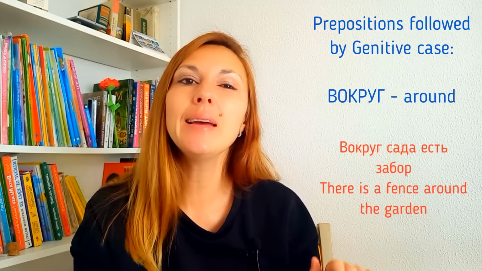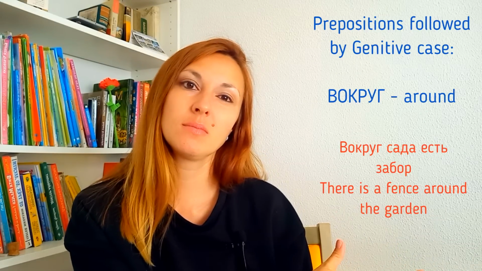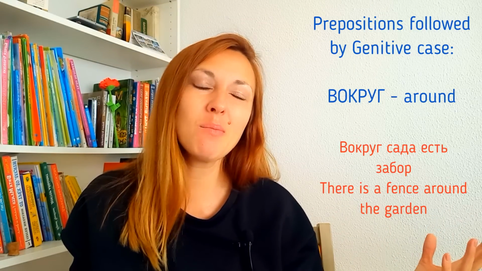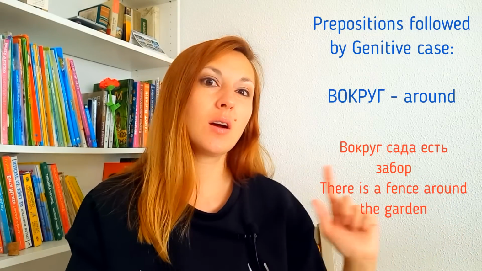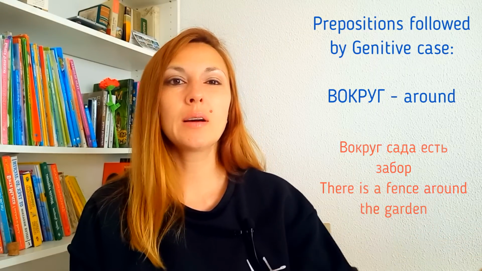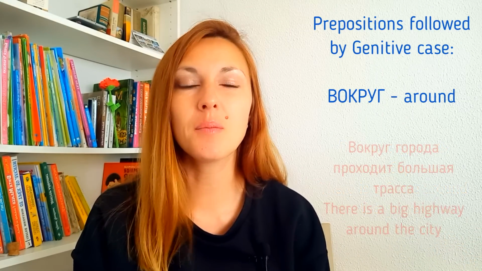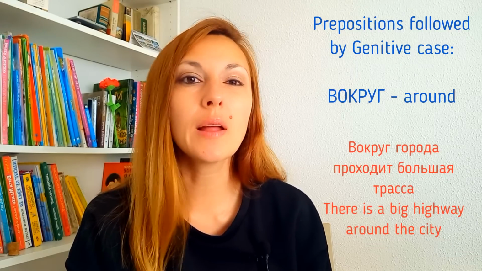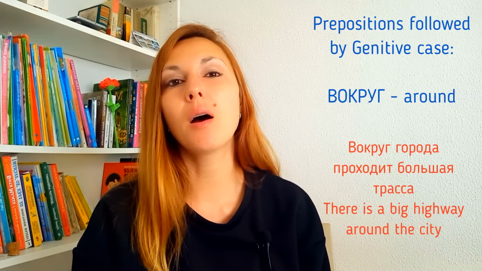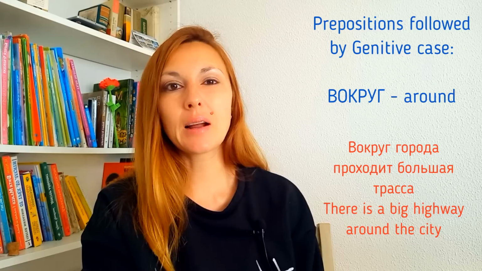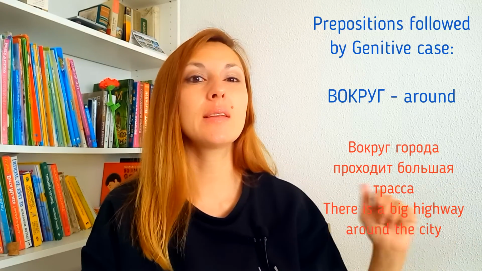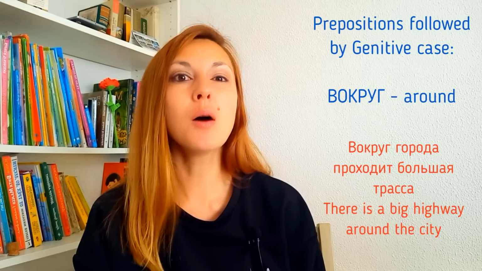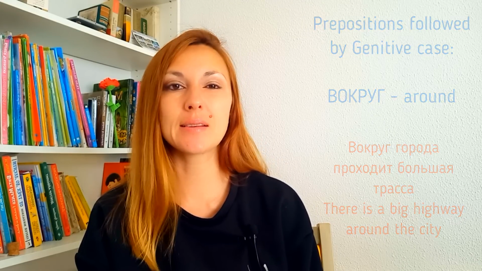Вокруг сада есть забор. Maybe it's not the best example in the world, but it's a very literal example. You can imagine that there is a garden and the fence is around. Вокруг сада. Или вокруг города проходит большая трасса. Трасса means a highway. So there is a highway around the city. Вокруг города проходит большая трасса.